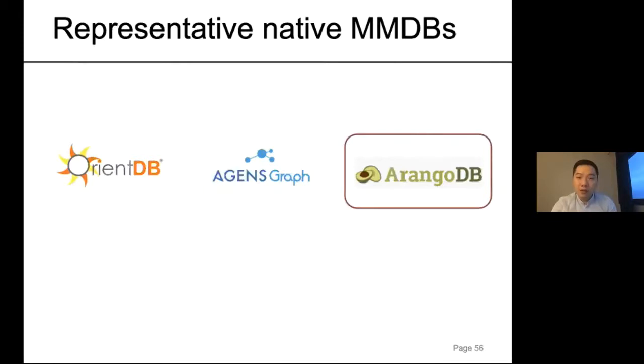And ArangoDB is a native multimodal database that is built around a key-value store in which documents are organized into collections. Furthermore, the graph model is implemented by the vertex and edge collections.